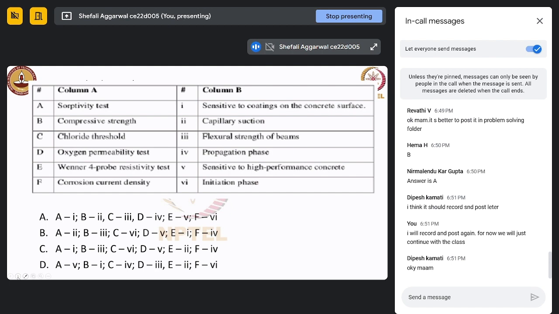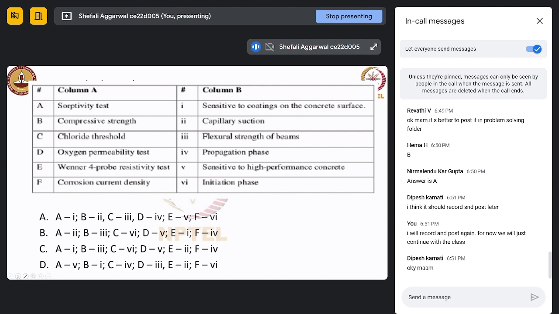So again there is a match the following. We have different types of tests, and then we have different factors which are there in these tests. So what exactly is each test checking? Sorptivity test, compressive strength test, chloride threshold, oxygen permeability, Wenner four-probe, and corrosion current density test. These six tests, and what are the reasons?